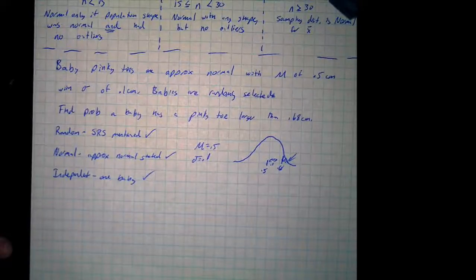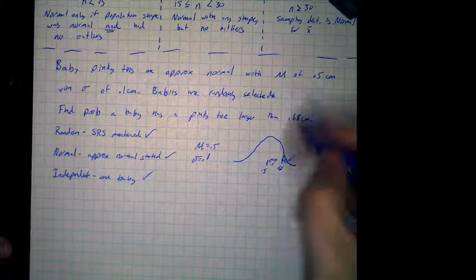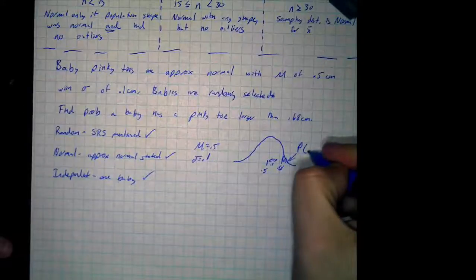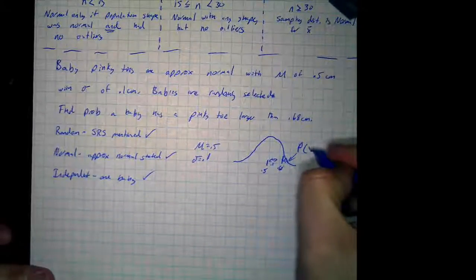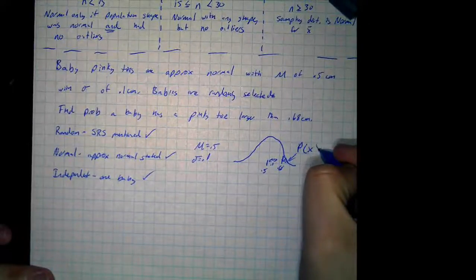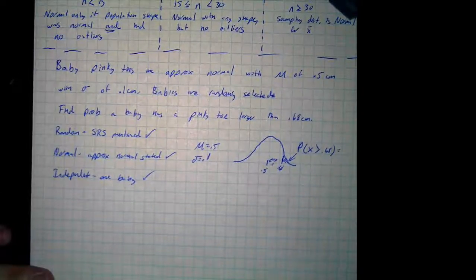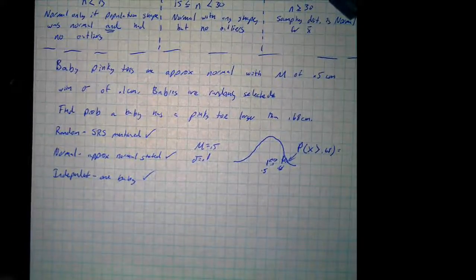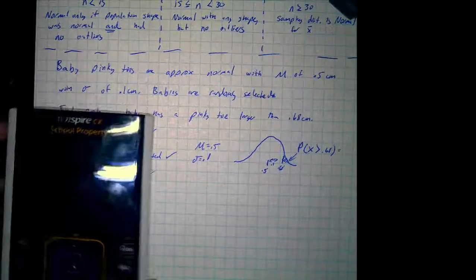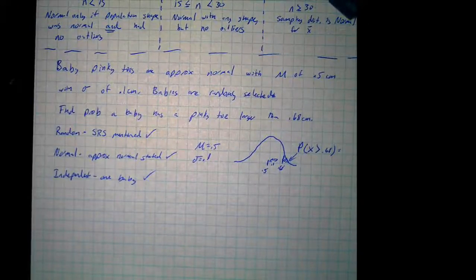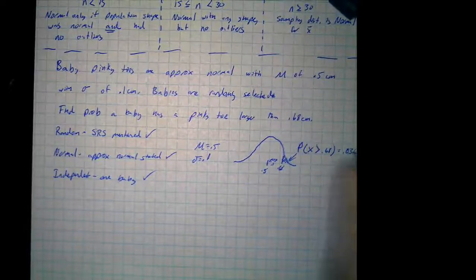What's the arrow for? For me to say what the proportion is, like the probability that the value is greater than 0.68. We're going to do this. What's that? 0.036.